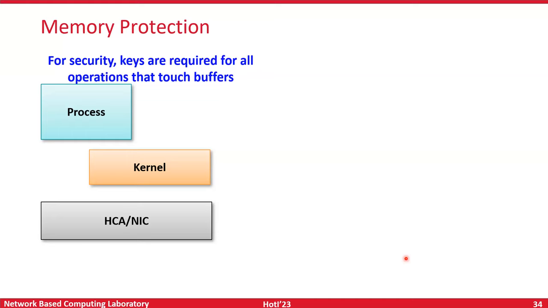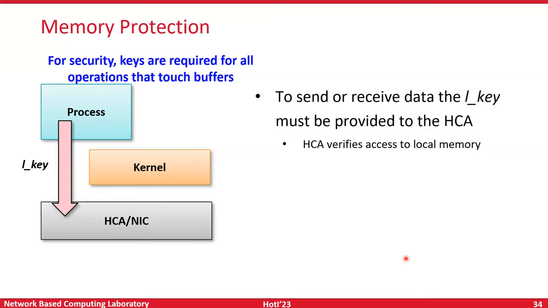In order to achieve secured communication, InfiniBand introduced this, and all the other modern networks also do it. When I do an MPI send, it sends the address. When it presents to the adapter, I also need to present that local key. You remember the local key that was generated earlier? To send or receive data, the process must provide that local key so that the HCA verifies that the buffer was actually registered or pinned by you. If multiple processes are running, it prevents process A from touching process B's or C's memory.